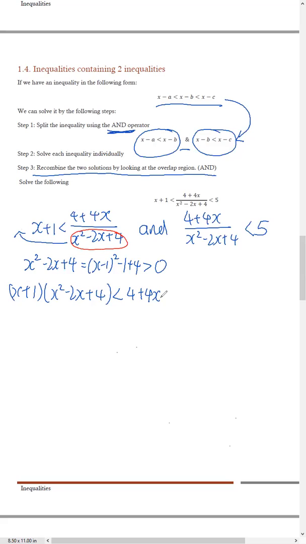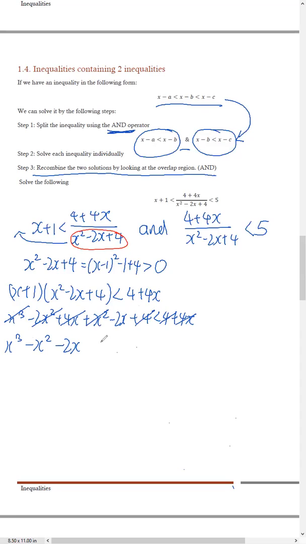Then I expand the left hand side. This will be x cubed minus 2x squared plus 4x plus x squared minus 2x plus 4, less than 4 plus 4x. Simplify the whole thing: x cubed, minus 2x squared plus x squared will be minus x squared. 4x left and right can cancel, so I'm left with only minus 2x. 4 left and right can cancel, so this will be less than 0.